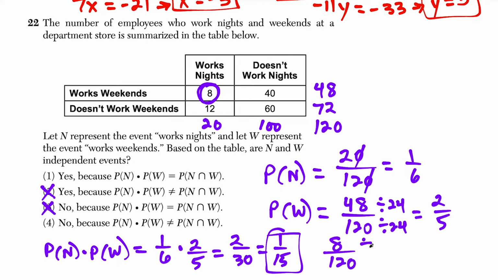And if we divide the top and bottom by 8, notice we get 8 divided by 8 is 1, and 120 divided by 8 is 15. And notice 1 over 15 matches here and here. So the probability of N and W occurring is equal to 1 over 15, which is equal to the probability of N times the probability of W. So yes, these events are independent.